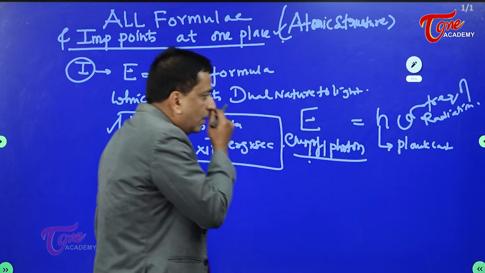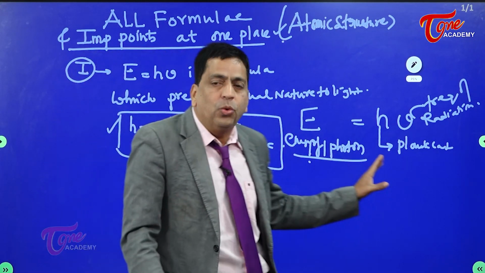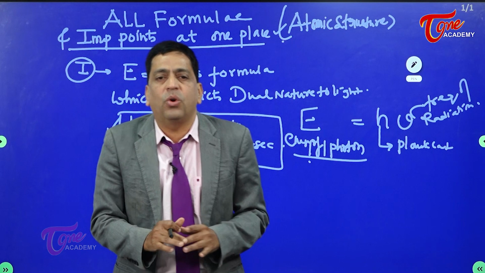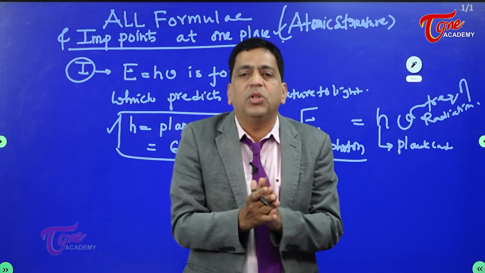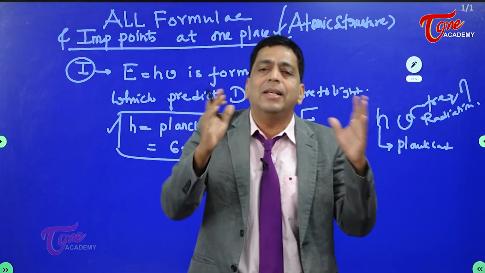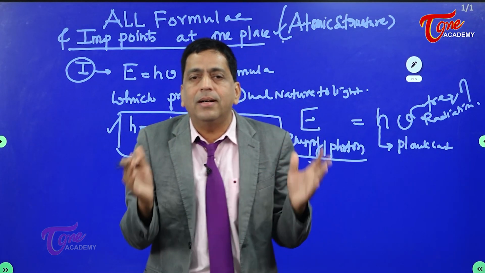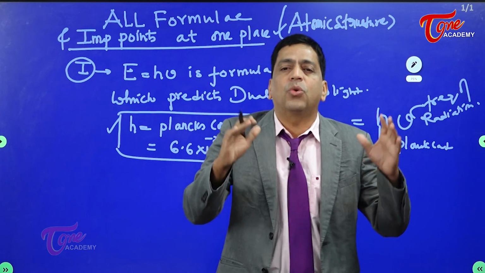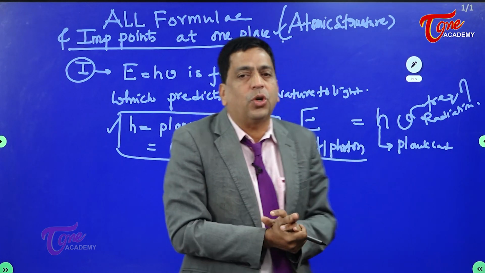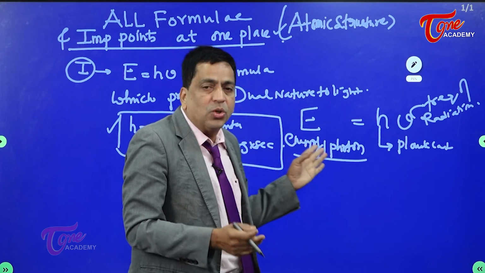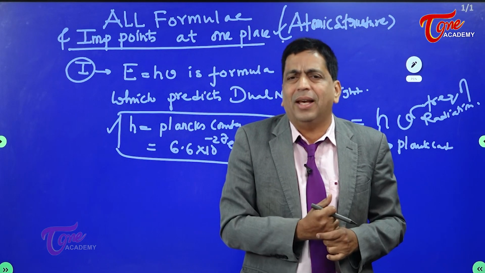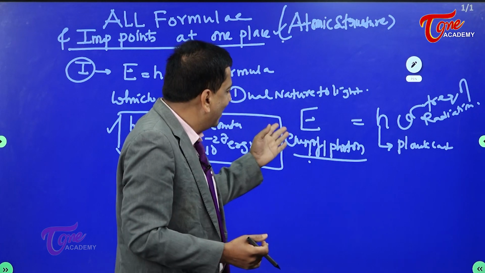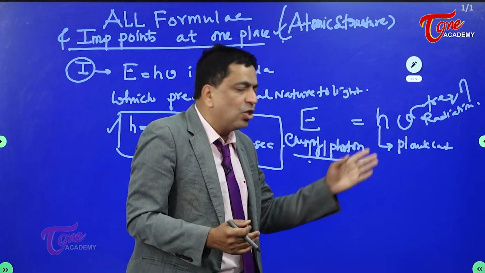So E is equal to h nu is used for calculating the energy of one photon. If the exam gives you 20 ergs or 30 ergs or 100 ergs, and asks how many photons are in that quantity, you can use this, because one pencil costs 2 rupees, two pencils cost 4 rupees. That's a simple calculation you need to do. The energy of one photon is h nu.